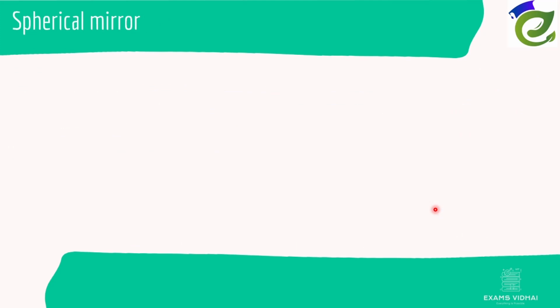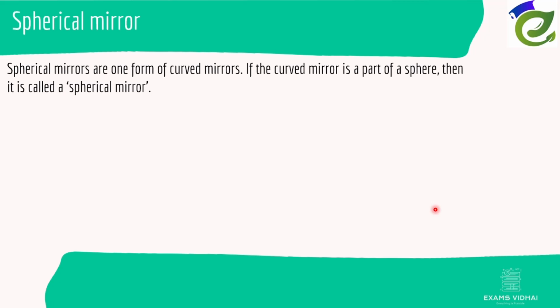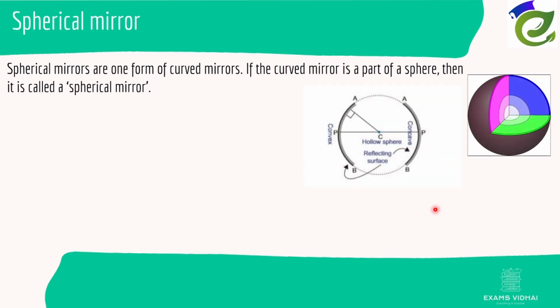Spherical mirror. Now we are going in depth into the spherical mirror. We'll be calling the spherical mirror a part of a sphere. A sphere is nothing but a ball. So this is the sphere, right? You take a part of the sphere like this. Alright, you take a part of the sphere and then you silver it.